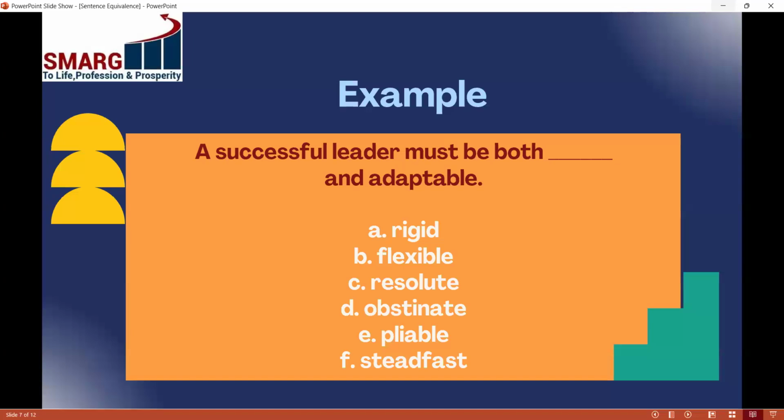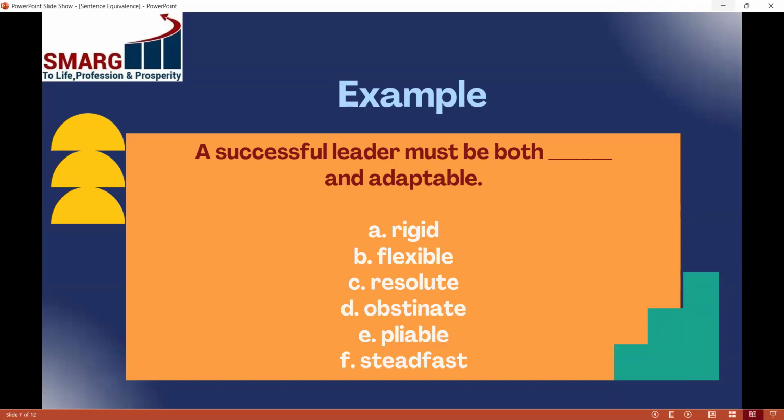Now again we'll move forward. We'll practice. So now: a successful leader must be both XYZ and adaptable. Quickly now, what are we looking for? What is the central idea here? Rigid. Rigid, okay. Why rigid? Because a successful leader must be strict and adaptable.